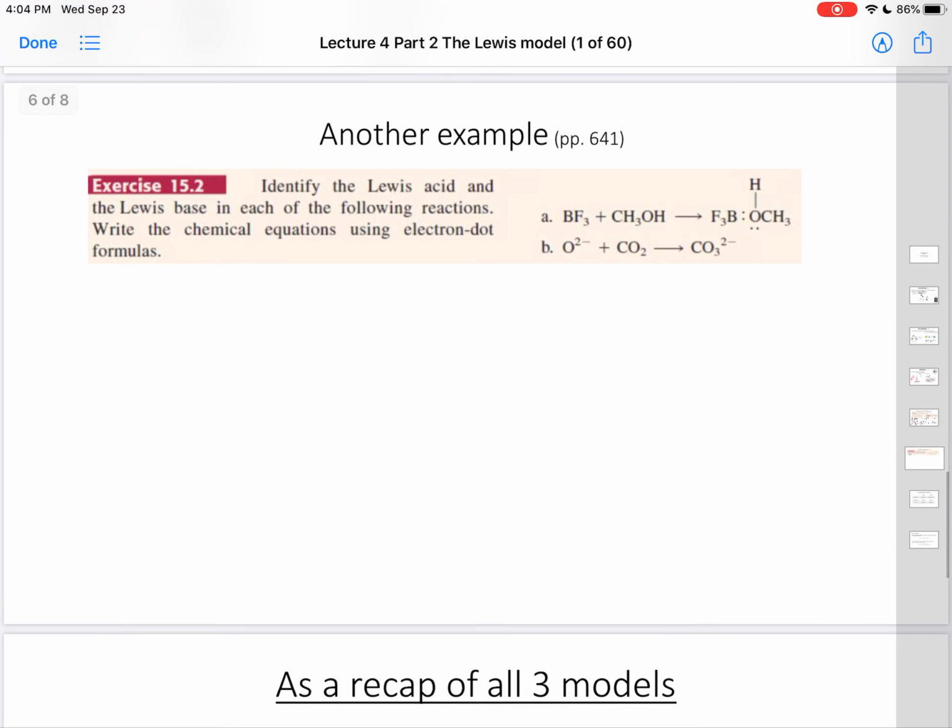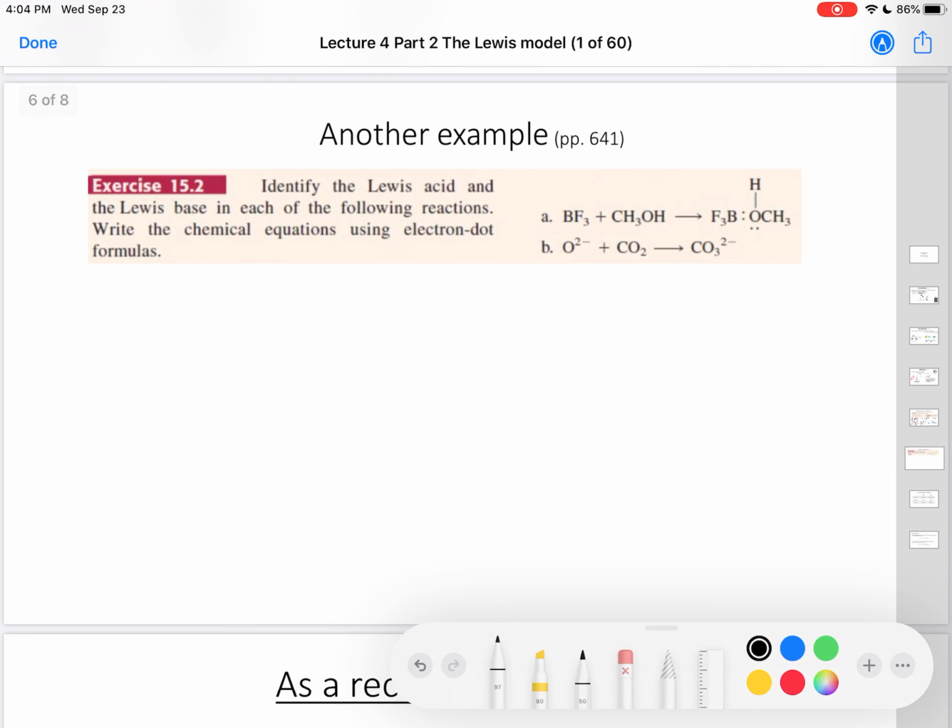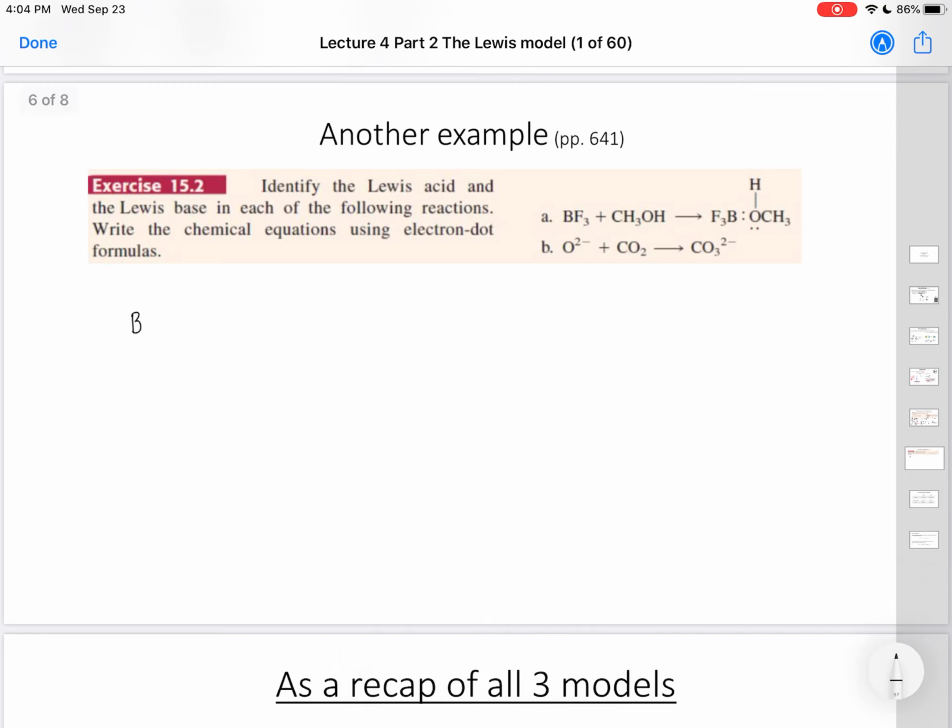so it might be good to take notes as you're following along in this video. Okay, so we're going to do BF3, and BF3 is again boron with 3 fluorines on it. Again it is electron poor, it does not have an octet. Again, most likely this is going to be your acid. That's a big giveaway. Okay, and then you have your methanol, so you have your CH3OH.